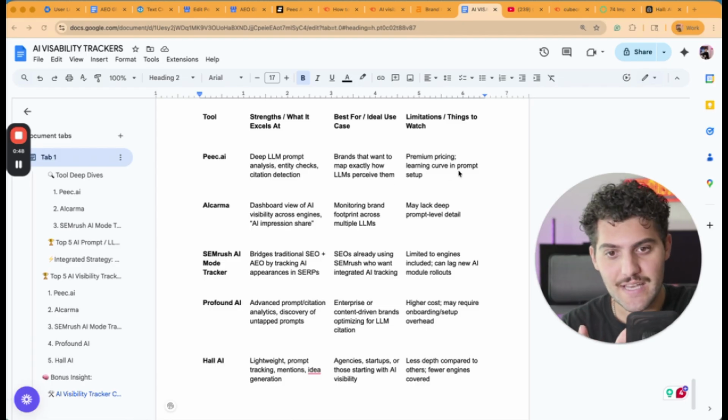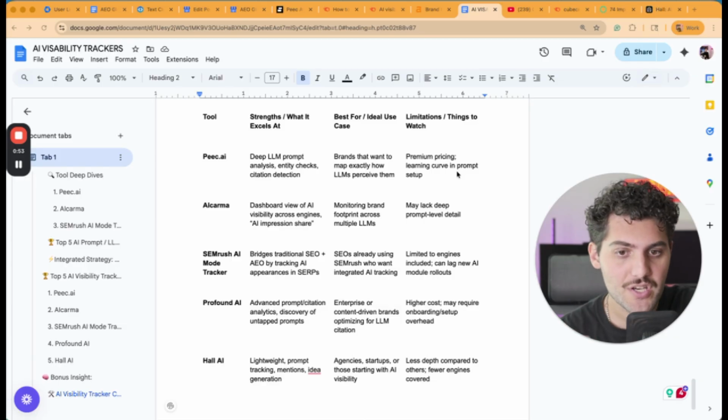And here are the limitations and things to watch out for. It is premium pricing, and there is a learning curve in the prompt setup. The entire software could look a little bit cluttery.